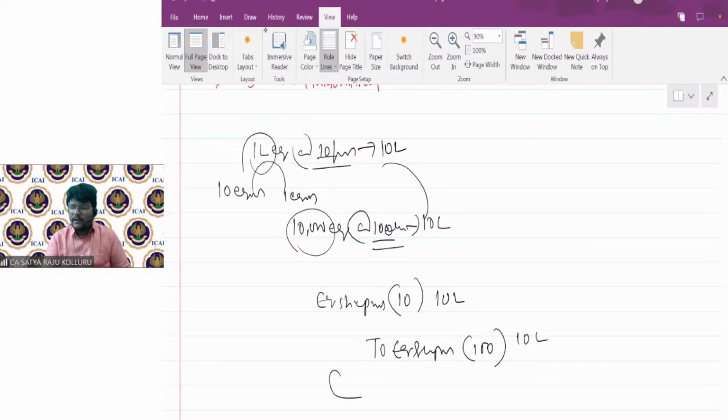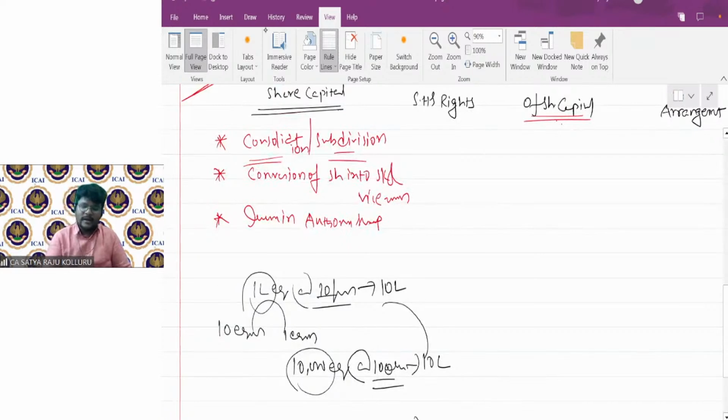You may simply provide the narration being 1 lakh equity shares are converted into 10,000 equity shares by making consolidation of 10 equity shares into 1 equity share. That's it. There is no change. There is no impact in the balance sheet. The only impact is change in face value and change in number of shares. Do you understand?